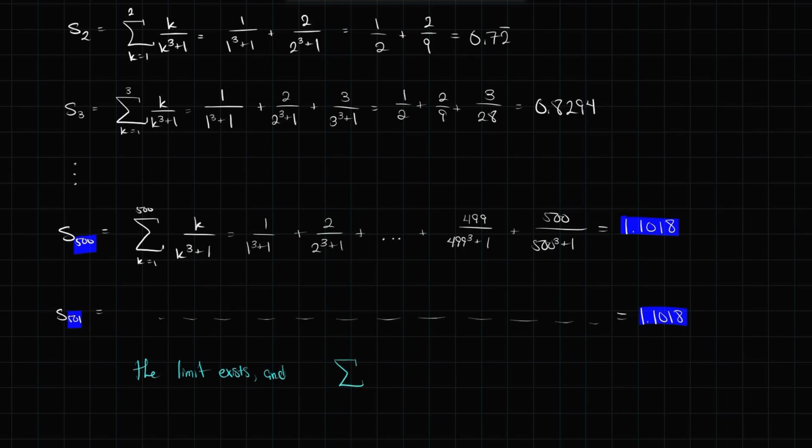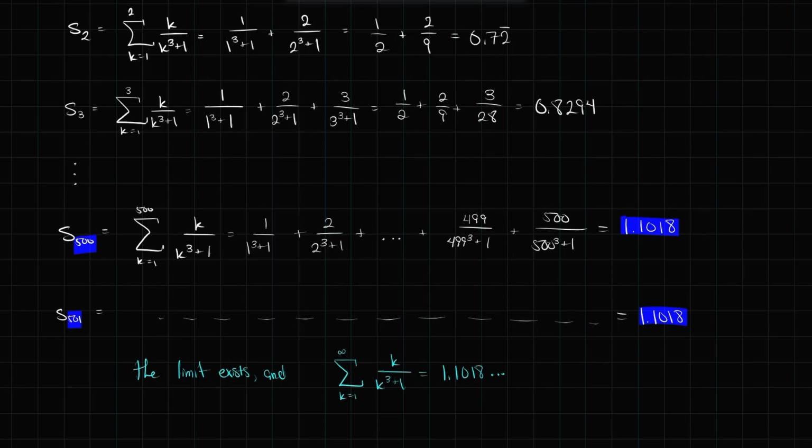And this sum, the one I was originally interested in, out to infinity, k divided by k cubed plus 1, is 1.1018, and it would just continue after that point. But it would have a non-infinite limit, which is kind of cool to see.